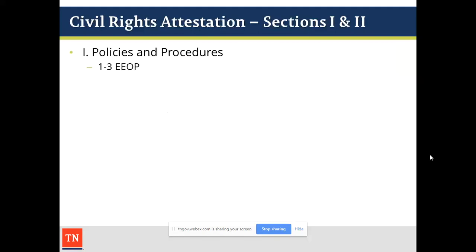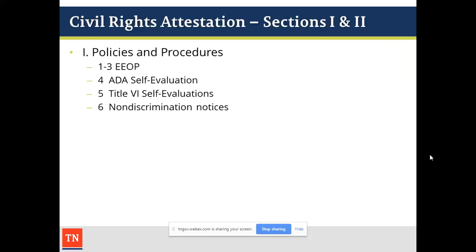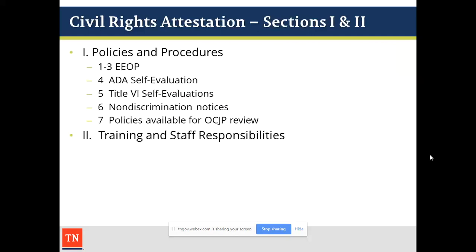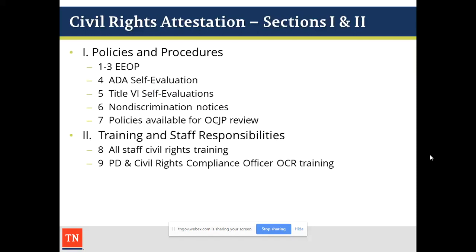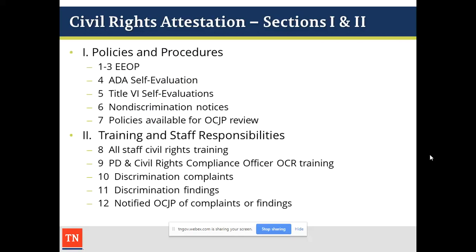So we're going to go over the Civil Rights Attestation. There are 4 sections to the Civil Rights Attestation, and the first section is policies and procedures. In the first 3 questions we talk about the EEOP. The 4th question deals with the ADA self-evaluation. The 5th question asks about Title VI self-evaluations. The 6th question is asking about non-discrimination notices, and the 7th is asking about policies.